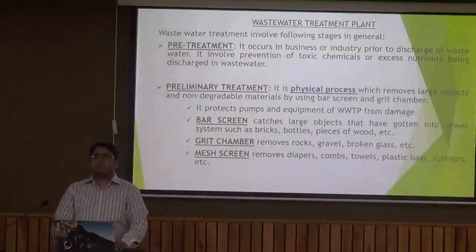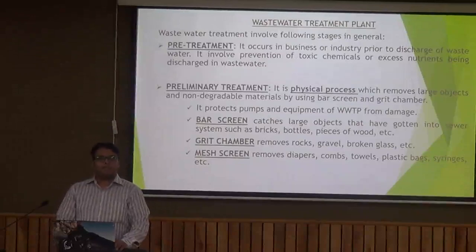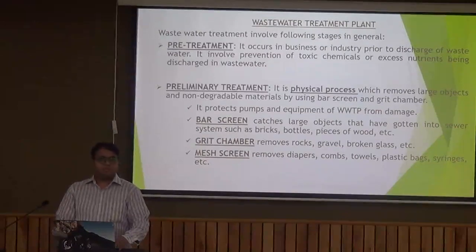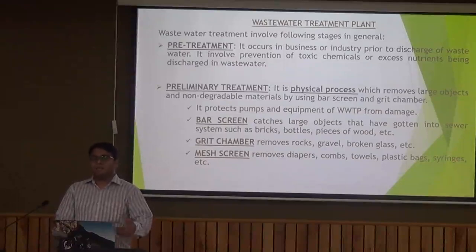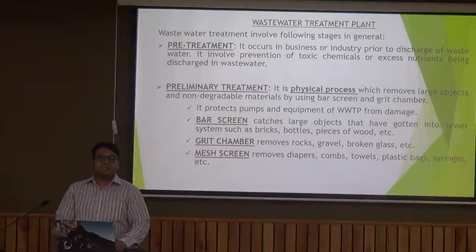Now this is the process. The first step is pre-treatment. It is the very first and precautionary step which can be done at the site where the wastewater is produced. If a factory is producing some wastewater, the waste can be neutralized at the site of formation so that the river bodies are not contaminated. This is what we call pre-treatment or a precautionary treatment.